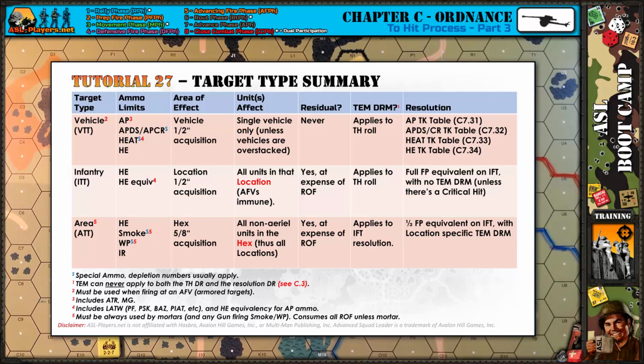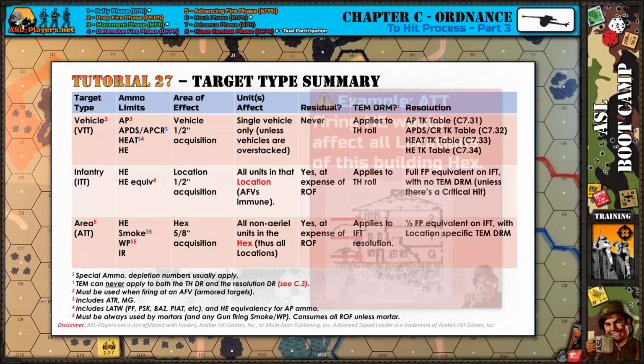The types of ammo that you can use are high explosive, smoke, white phosphorus, and illuminating round. Remember, mortars must always use area target type. They have no choice. Area of effect: hex, and it leaves a 5/8 inch acquisition counter. Units affected: all non-aerial units in the hex. Thus, it affects all locations.